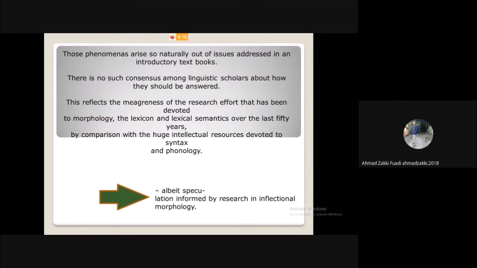So here we have some reasons. Those phenomena arise so naturally out of issues addressed in introductory textbooks. There is no consensus among linguistic scholars about how they should be answered. This reflects the myriad research efforts that have been devoted to morphology, the lexicon, and lexical semantics over the last 50 years, by comparison with the huge intellectual resources devoted to syntax and phonology. How we can answer the question you can find in the next slide, which will be presented by my friend Sofia Nur Hanifah.